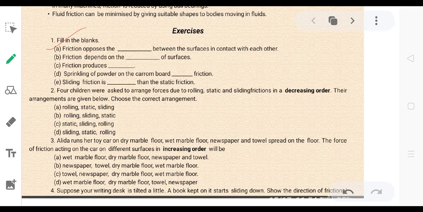Number 2: 4 children were asked to arrange forces due to rolling, static, and sliding friction in decreasing order. So we have to arrange from the greatest friction to the least friction. So the arrangements are given below. Choose the correct arrangement. 4 children were asked to arrange forces due to rolling, static, and sliding friction in a decreasing order.